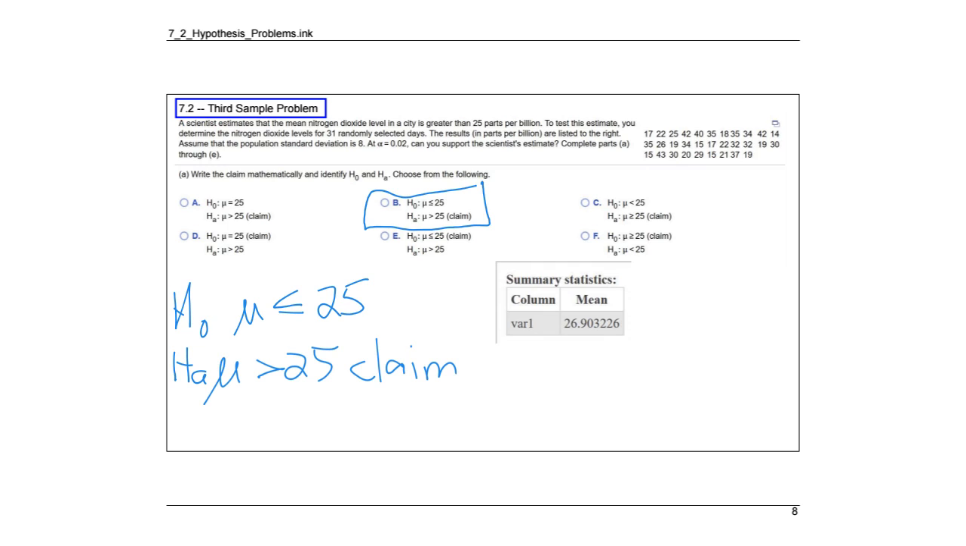And then I did have to use summary stats to find my sample mean. So I know that my sample size is 31, my sample mean is 26.903, population standard deviation is 8, and my alpha is 0.02, my significance level. Okay, let's head to the next one.